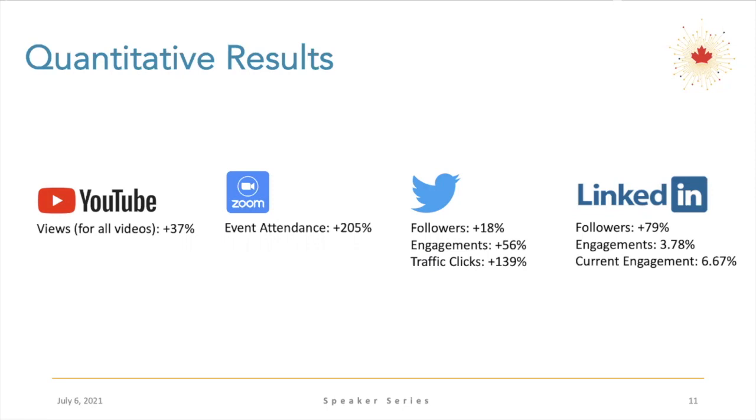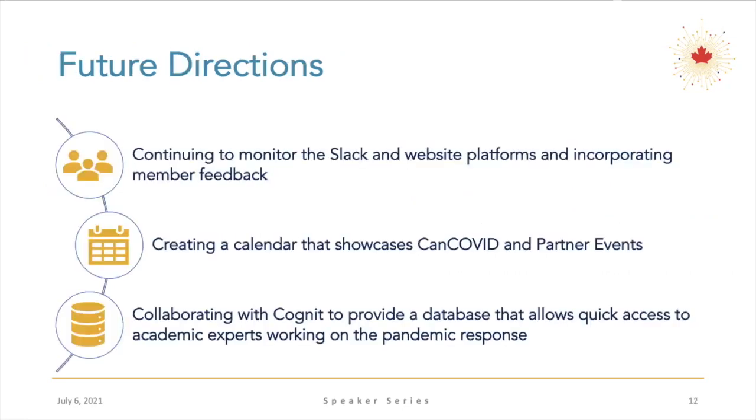And for LinkedIn, the engagement and current engagement numbers are really, really weird, and I don't have that much time to explain them, and I probably wouldn't do justice to them anyways in 5 minutes, but you'll just have to trust me that 3.78%, 6.67% are pretty good. Finally, I'll take a look at our future directions.